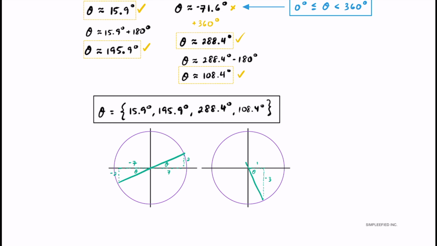And then if you were to move over in this direction to 108 degrees, that reference angle would be right over here. If you drew a triangle down, you could also see that this would be a +3 and a -1 this time. So if you do opposite over adjacent, or y over x, you're also going to get -3. So that's how I would go about solving this particular quadratic trig equation.